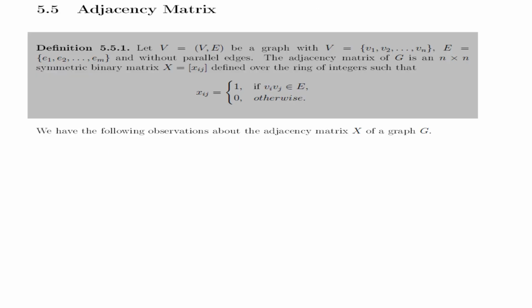Next is the adjacency matrix. Definition: let G equal (V, E) be a graph with V equal to V1, V2, etc., Vn and E equal to E1, E2, etc., Em, and without parallel edges. The adjacency matrix of G is an n by n symmetric binary matrix X equal to Xij defined over the ring of integers such that Xij is equal to 1 if ViVj belongs to E and 0 otherwise. So we have the following properties about the adjacency matrix X of a graph G.